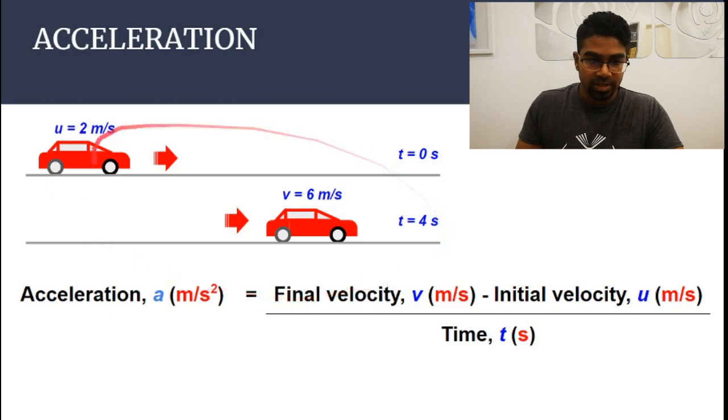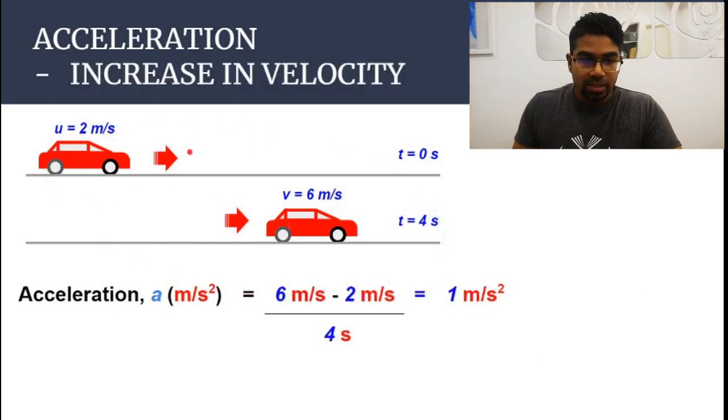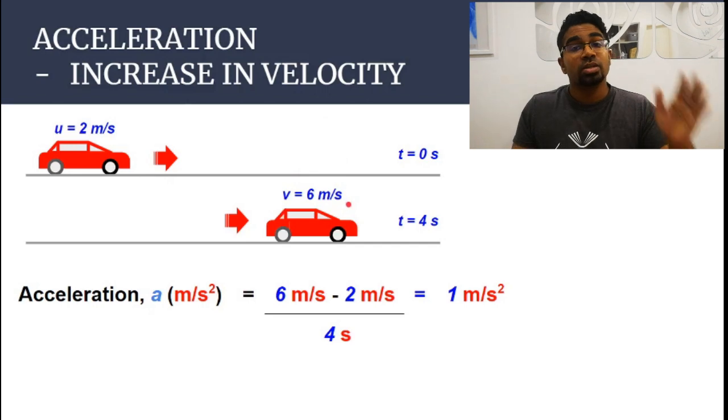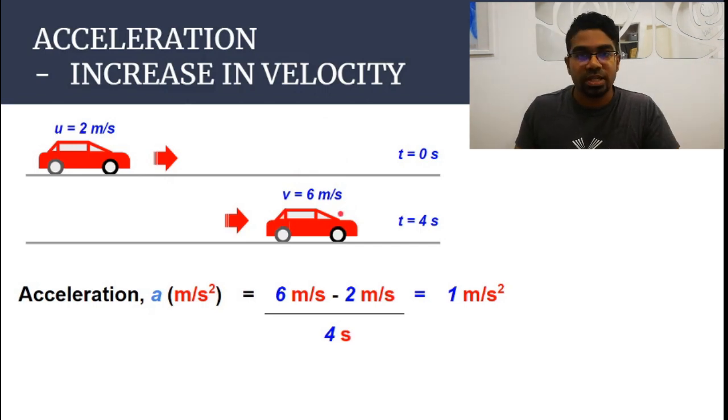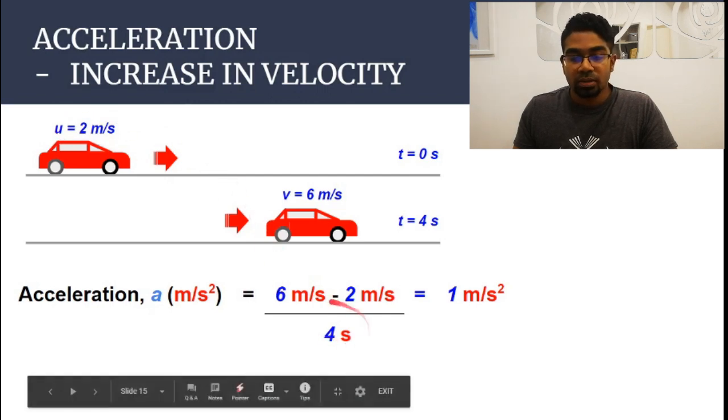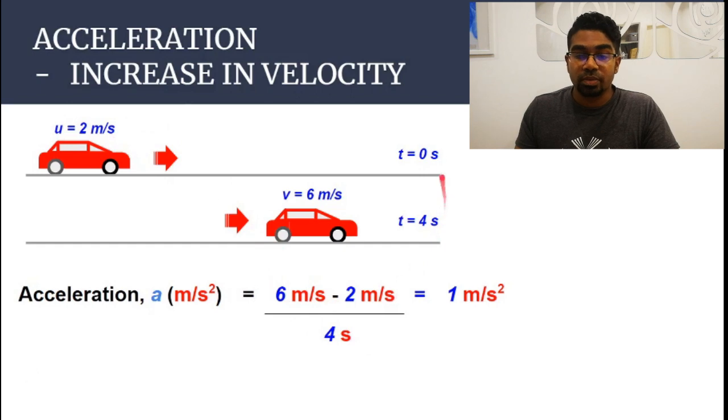Right? So let's look at this example. In this case, the velocity of the car is increasing. It started at 2 meters per second, but the final velocity was 6 meters per second. So we can see that it increased its velocity. The speed increased, right? So how do we calculate it? We use the formula. Final velocity v is 6 meters per second. So we put 6 meters per second minus the initial velocity u of 2 meters per second, over the total time taken, which is 4 seconds. So from 0 to 4 seconds is 4 seconds. So the answer we will get is 1 meter per second squared.